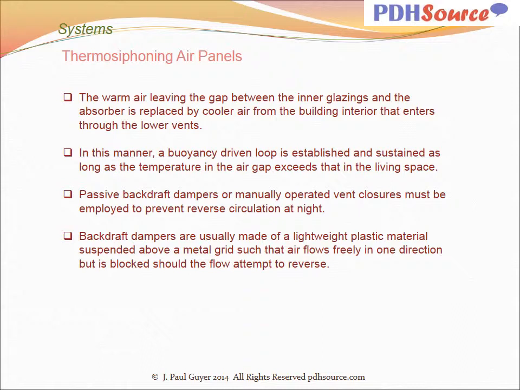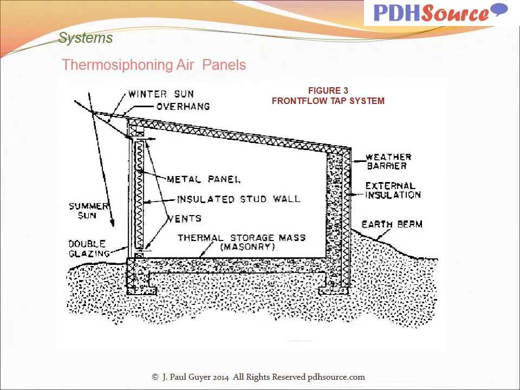Backdraft dampers are usually made of a lightweight plastic material suspended above a metal grid such that air flows freely in one direction but is blocked should the flow attempt to reverse. Figure 3 indicates the fundamental elements of the thermosiphoning air panel system, the front flow version.